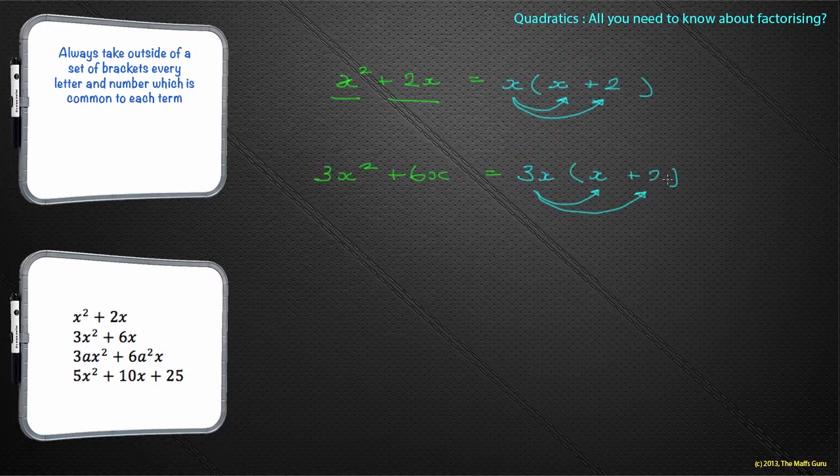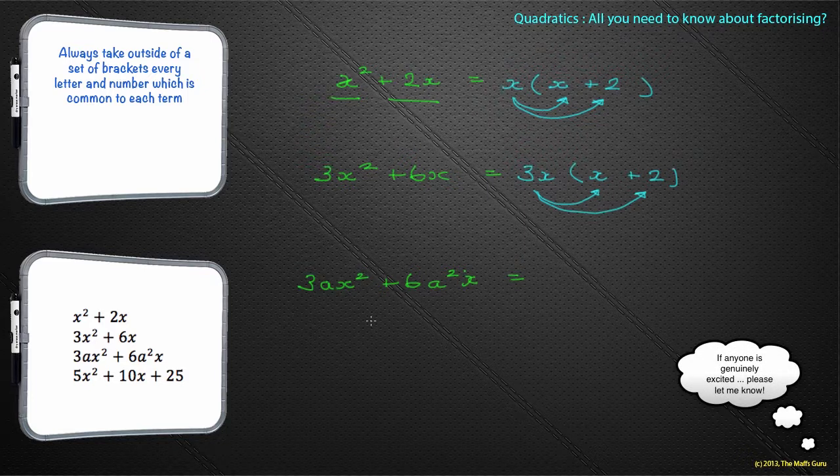Once again, plus 2. Now again, this is just fluky. The fact I've got plus 2 in brackets is irrelevant. Ooh, ramping up the complexity. 3a x squared plus 6a squared x equals. Ooh, very exciting. Right, let's look at our numbers first.